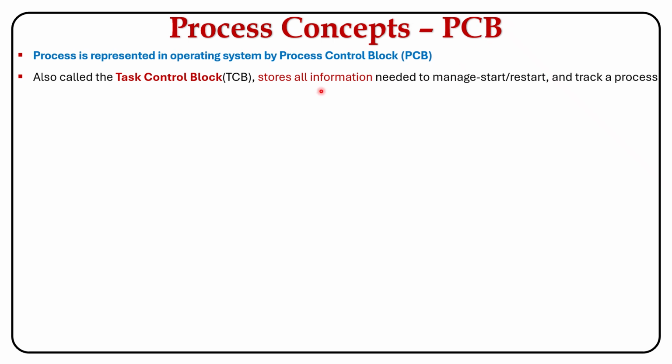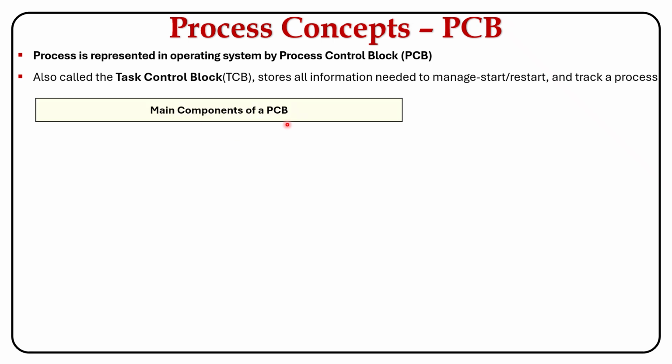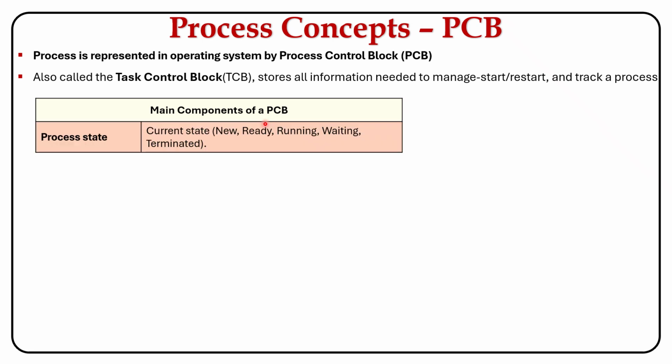Now let's look at the different fields stored inside the process control block. Now let's check out the main components of the process control block. Each component stores specific information about a process. The first component is process state. It tells us the current state of a process. A process can be in states like new, ready, running, wait, and terminated.